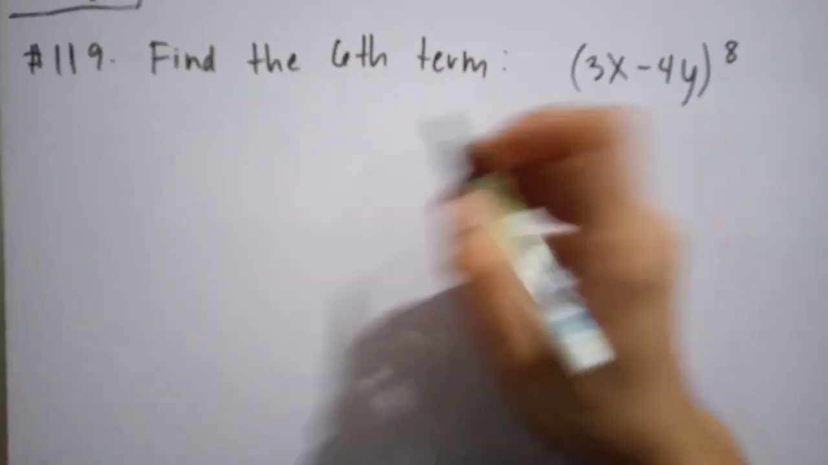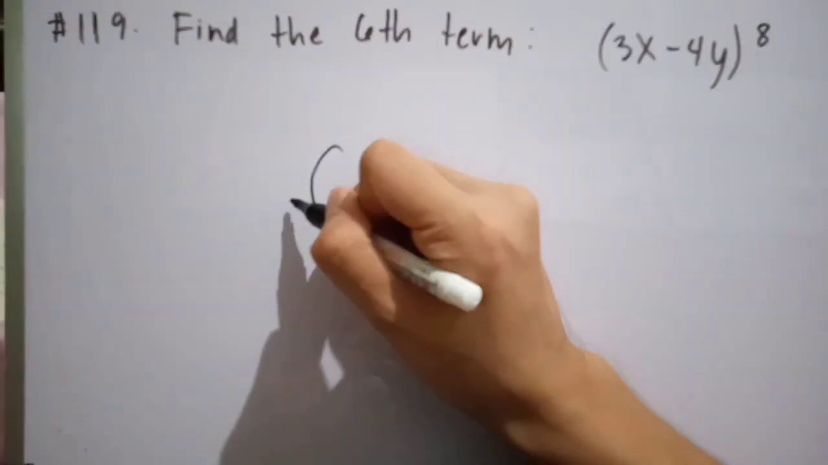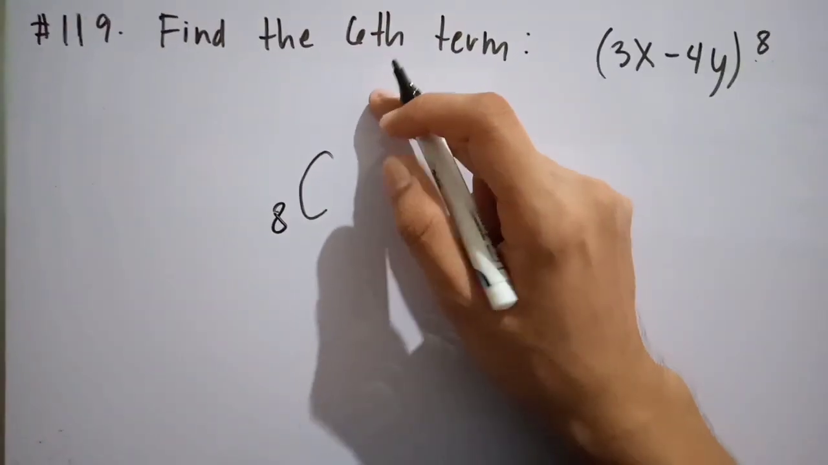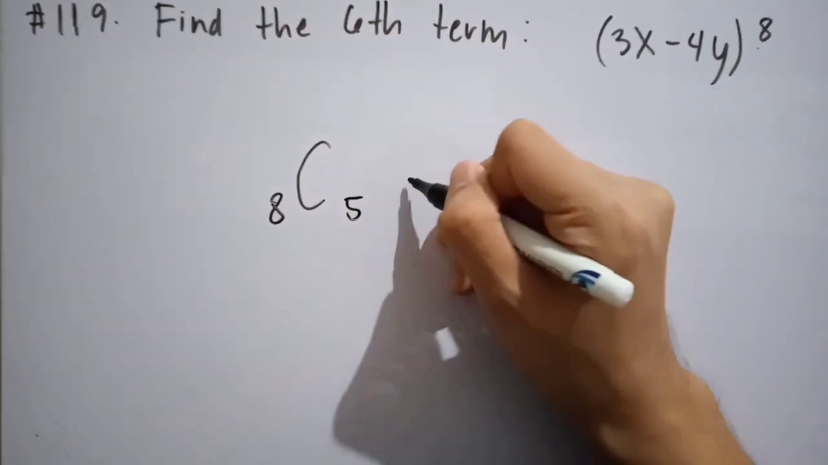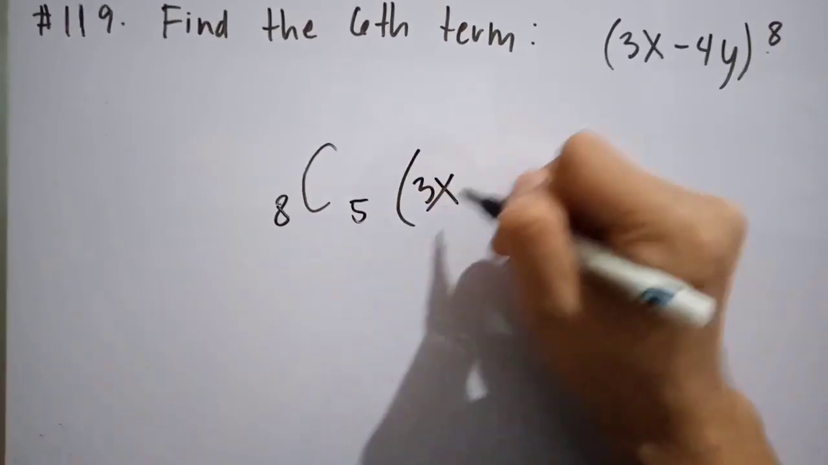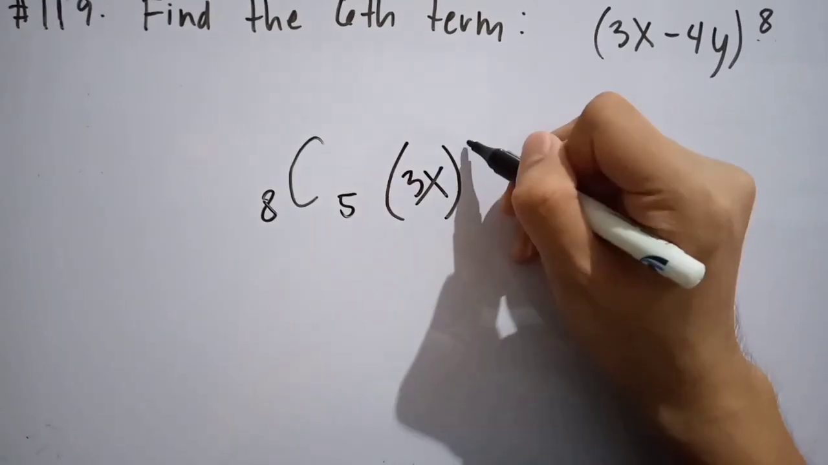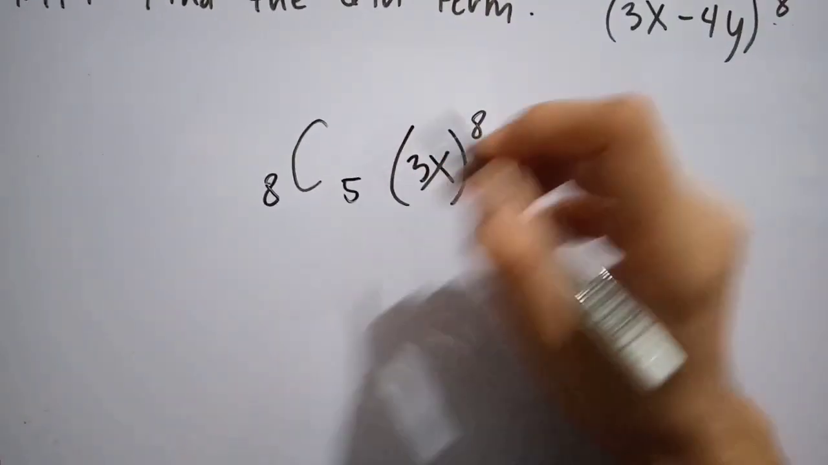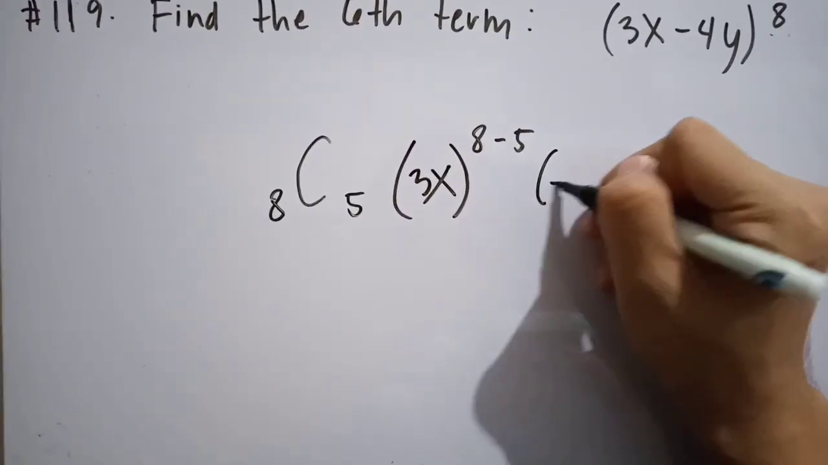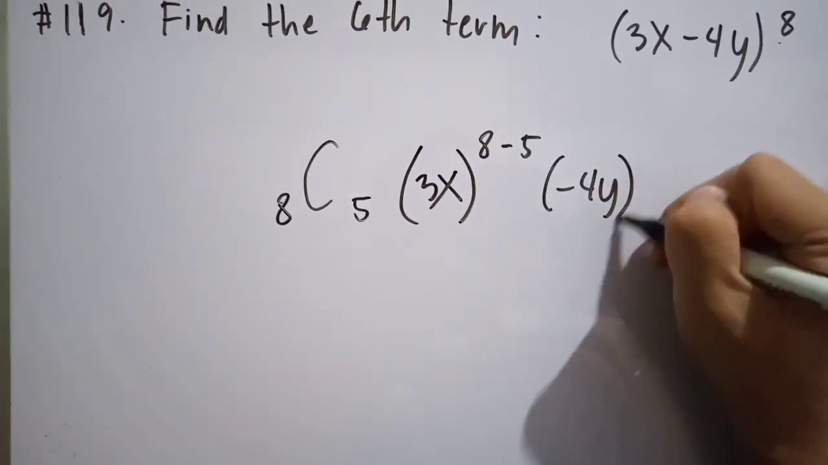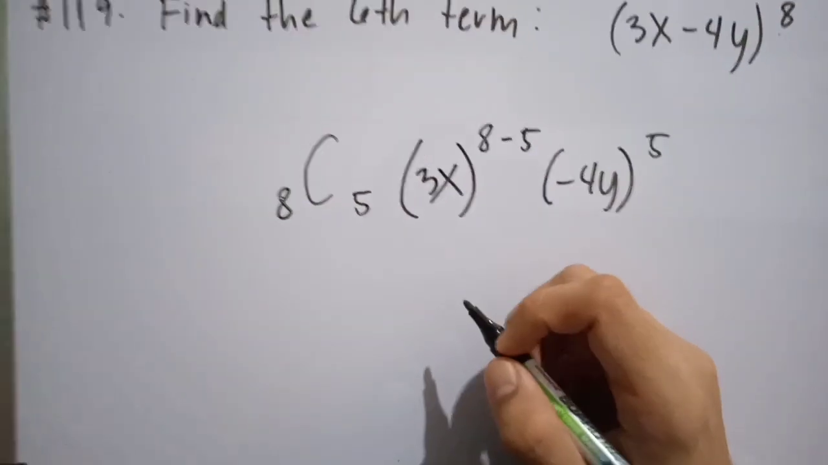For example, hindi natin memorize yung formula. So, unang-una, meron kang combination. So, lagay mo yung n. Ito yung n, 8. 6 term daw siya. Sa bawasan mo ng isa, magiging 5. Tapos, yung first term natin, 3x. Ay, erase natin sa n minus 5. Pag minusin mo lang itong dalawang to. N minus 5. Tapos yung second term natin, negative 4y. Erase mo lang siya dito, which is 5. So, ganun lang.